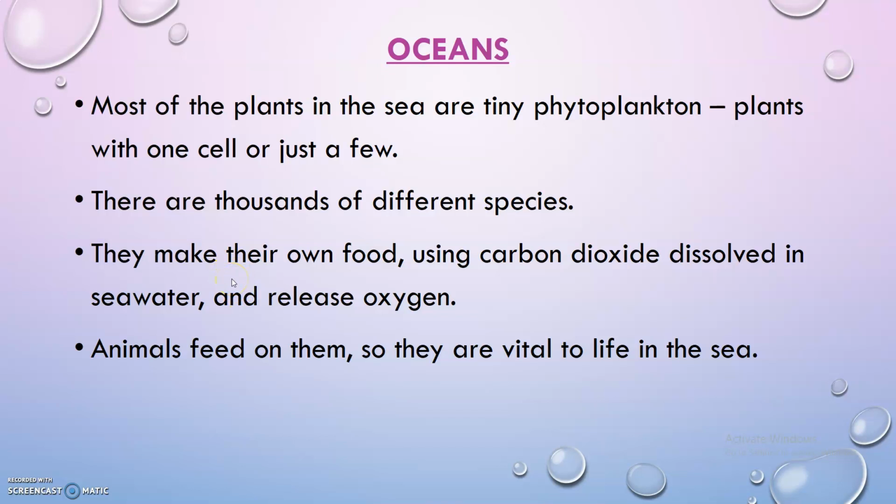And we all know the byproduct of photosynthesis is oxygen. So after making their own food, the plants will release that oxygen into the ocean. Okay, so there are different types of animals there, including fishes. These fishes can use this oxygen, and not only that, these fishes can feed on the plants also. Not only fishes, all the aquatic animals can feed on those plants. Okay, so animals feed on them, so they are vital to life in the sea.